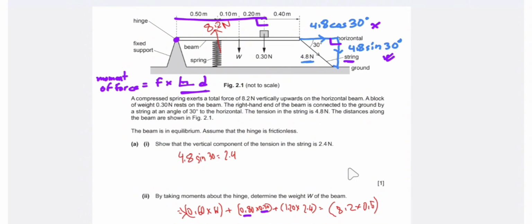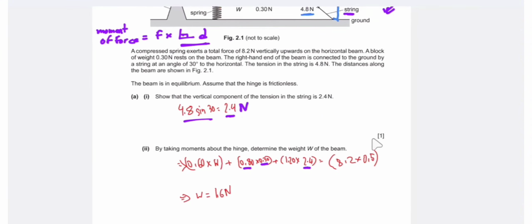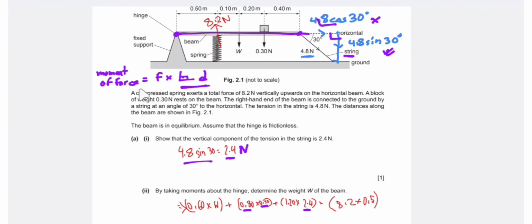So 4.8 sine 30 is 2.4 Newton. So 2.4 Newton, and the perpendicular distance from the pivot to this point, since this is the end point of the beam, is 0.5 plus 0.1 plus 0.2 plus 0.4. So 0.8 plus 0.4, that is 1.2. So 1.2 into 2.4, and these are the clockwise moments.